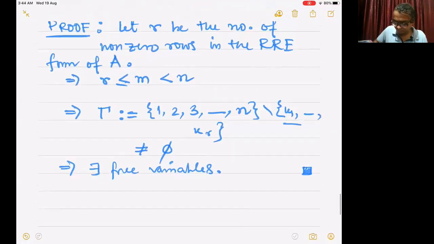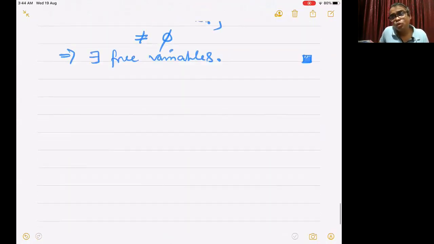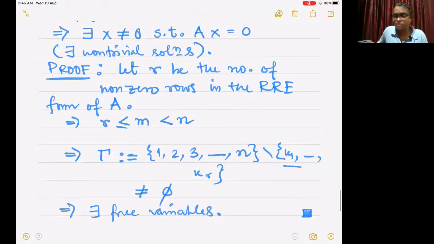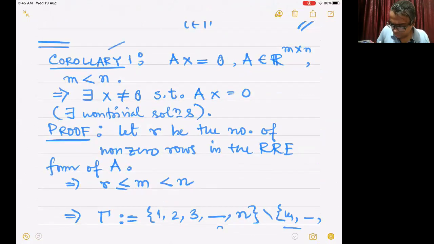Okay, this is going to be profoundly important for us. This fact, that if there are fewer equations and more variables, then every homogeneous equation will have non-trivial solutions. So important is this going to be that we're going to call this the star corollary, or the star result. We'll see this again and again. This is our star. So remember that.